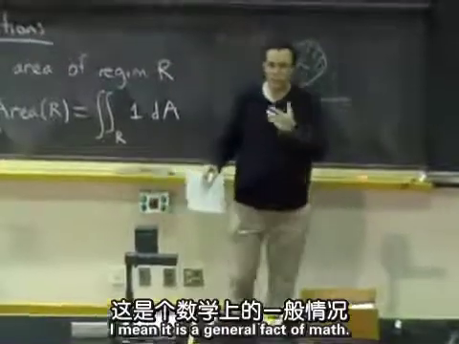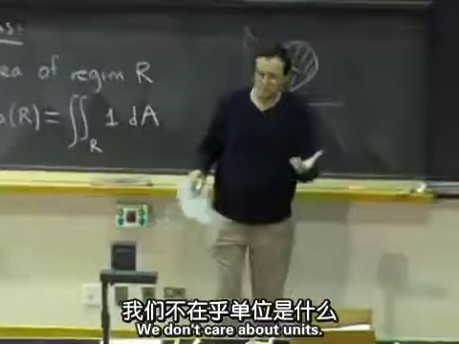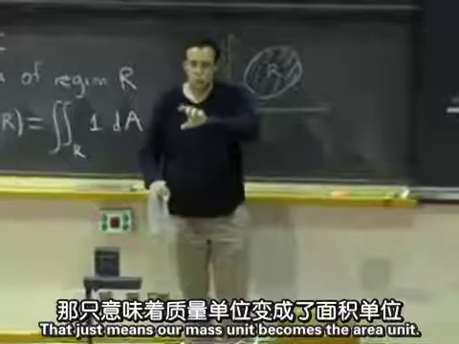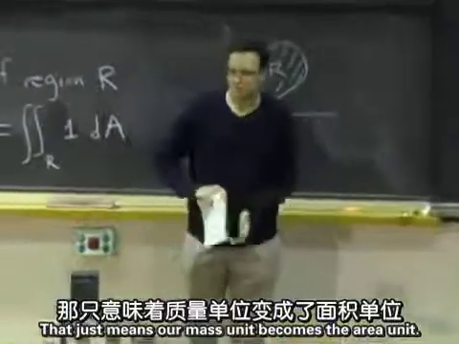It's a general fact of math. We don't care about units. So if density is constant, we might as well take it to be 1. And that just means that our mass unit becomes the area unit.